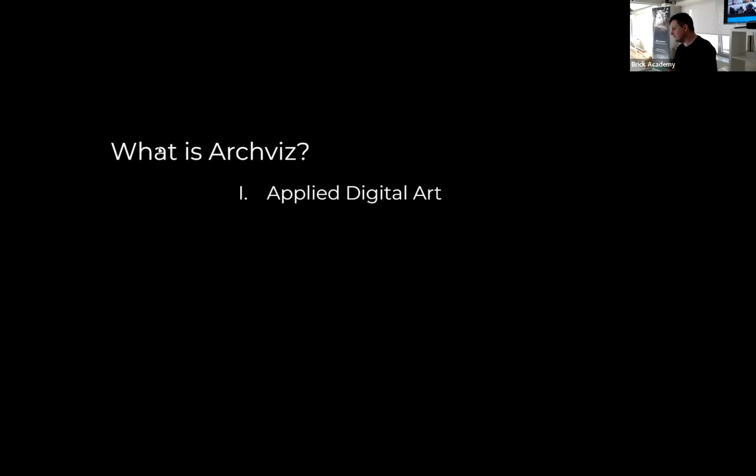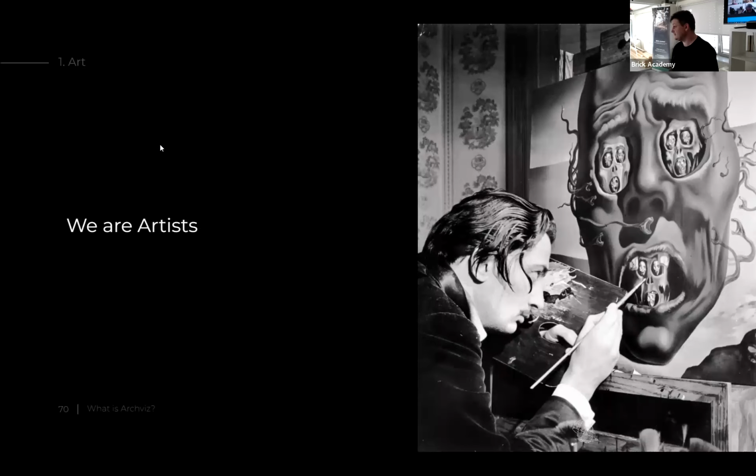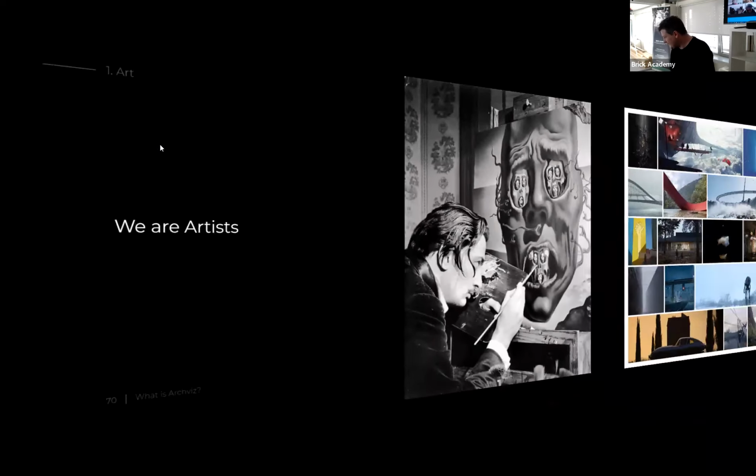So what is ArcWiz? ArcWiz for me is applied digital art, which actually contains 3 words, but applied and art are the 2 relevant ones. The art part is quite easy to accept and consume as an artist, because that's probably why you chose this profession: you can do creative work, you can do cool things, and you can create your own ideas and show them to the world. That's why you became a 3D artist.